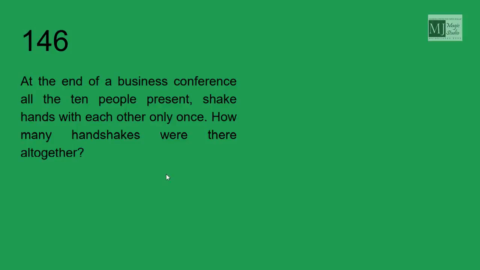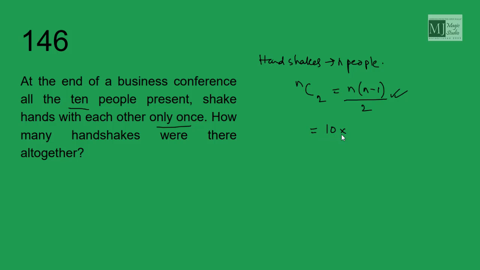At the end of a business conference, all the 10 people present shake hands with each other only once. How many handshakes were there altogether? As far as the number of handshakes is concerned, if n people are there, the number of handshakes would be nC2, that is n into (n minus 1) by 2, and we can use this formula directly, where n is 10. So the number of handshakes is 10 into 9 by 2, that is 45.